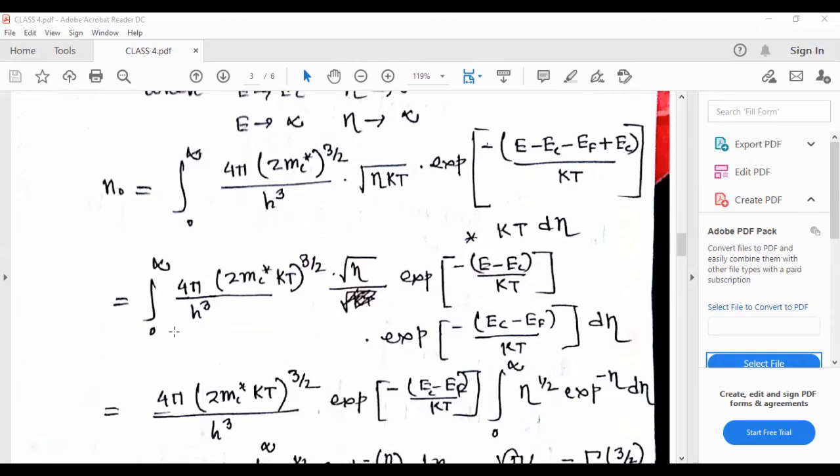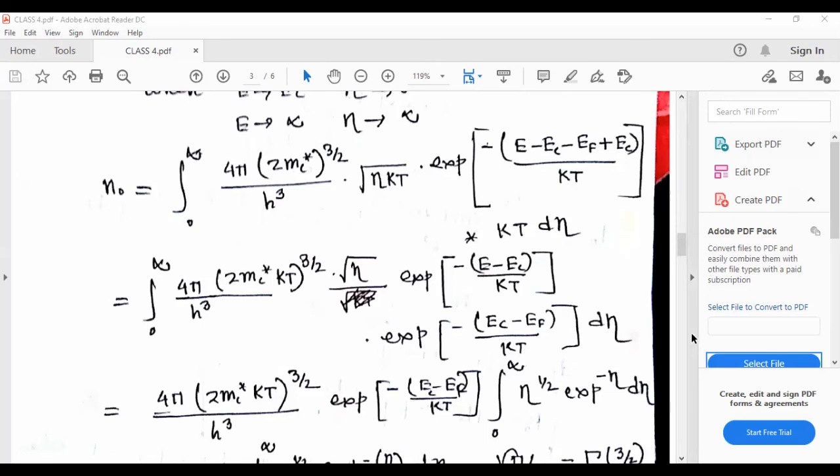things will be clear. Look here, it is the integration from 0 to infinity of 4 pi upon h cube into (2 mc star KT) to the power 3 by 2. I have taken this KT inside. This is 1 KT and this is root KT, means KT to the power 1 plus half, so KT to the power 3 by 2 again, leaving this root eta here. Then I have decomposed this exponential term. The first term is exponential of minus (E minus Ec), and the other is exponential of minus (Ec minus EF), upon KT d eta.